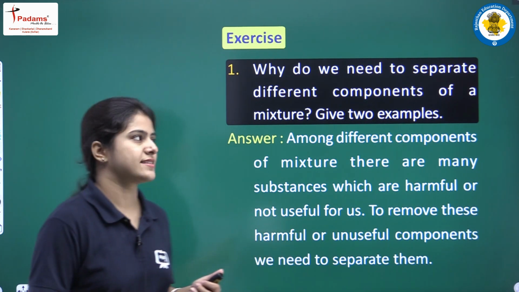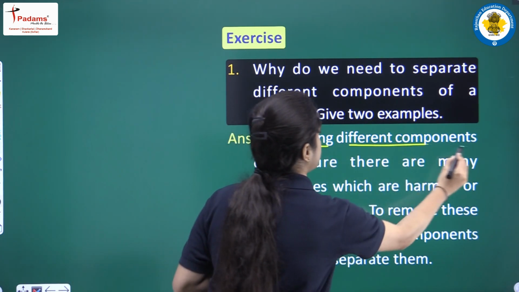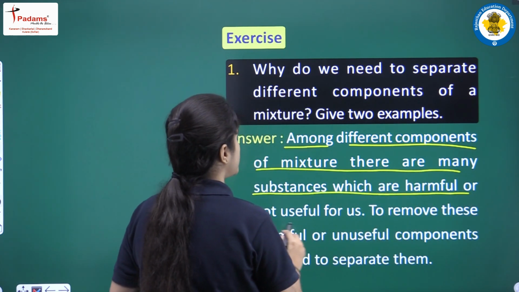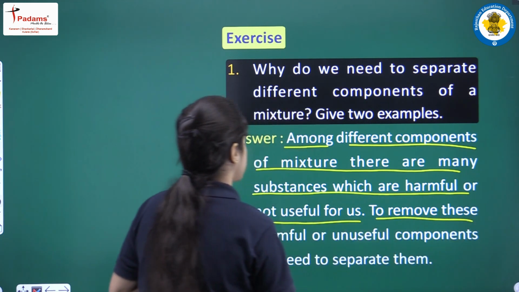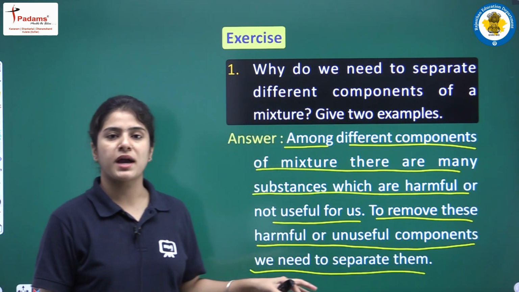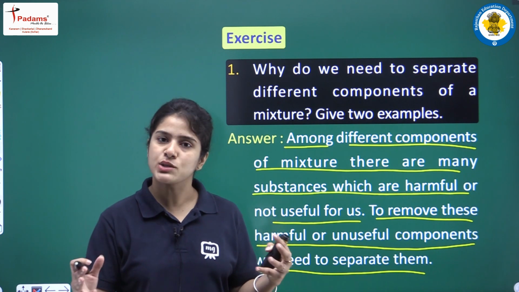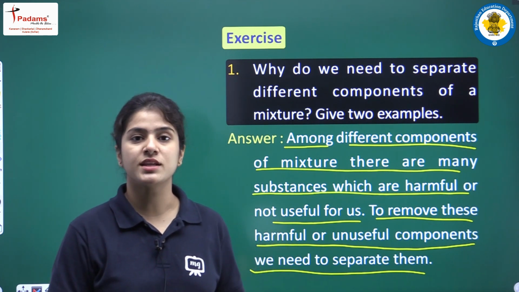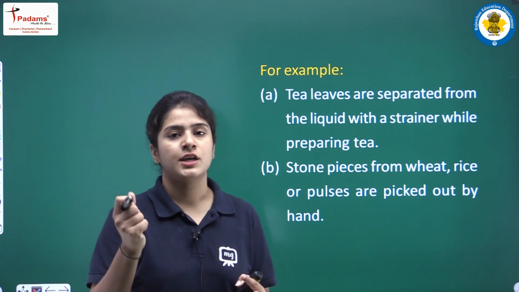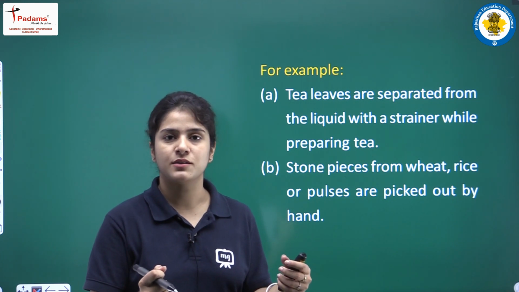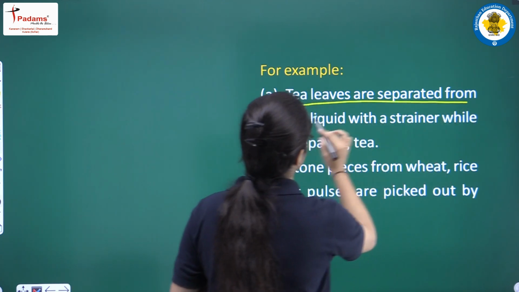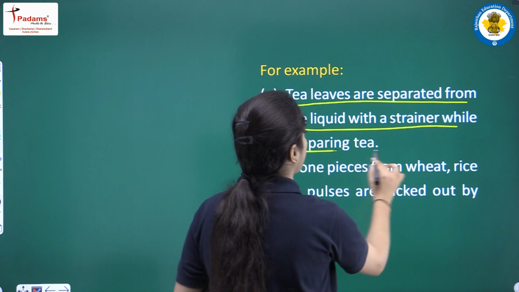Alright students, so let's discuss. Among different components of a mixture, there are many substances which are harmful or not useful for us. To remove these harmful or unuseful components, we need to separate them. That is why we separate different things, for removing the unuseful and harmful products. Examples of this are, when you prepare tea, you separate the tea leaves from the prepared tea with the help of a strainer. So tea leaves are separated from the liquid with a strainer while preparing the tea.